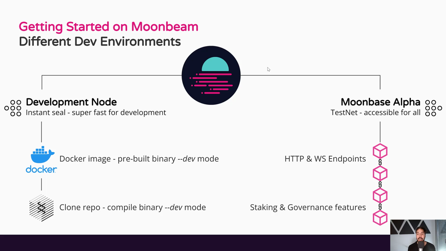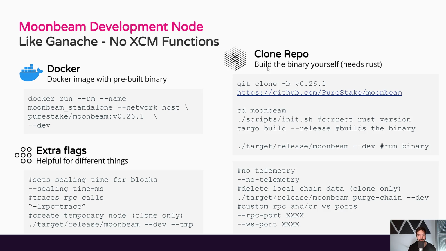But by the way, the development node has some limited features. You cannot do XCM because it's a standalone node that you have for yourself. On the other hand, you have Moonbase Alpha, which is our testnet, and it's accessible for everyone. You have HTTP and WebSocket endpoints. You have staking features, governance features, and XCM features as well. And so it's a little bit more complete, but it's a little bit slower because the block time is every 12 seconds. So you should decide, depending on what you're trying to build, whether to go with a development node or with Moonbase Alpha.